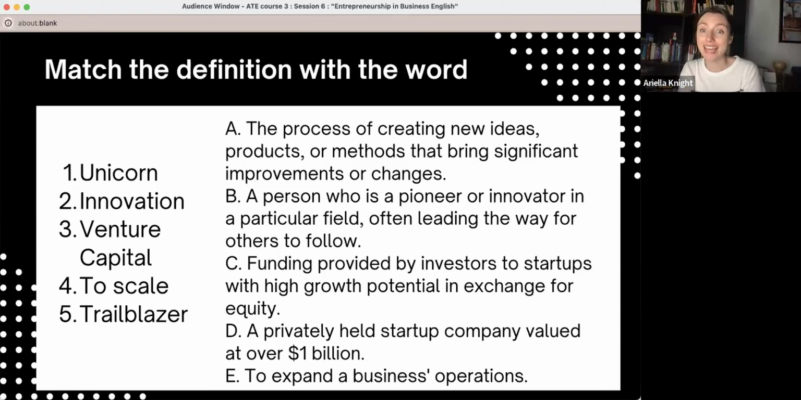Number four, to scale. E, beautiful. This was maybe too easy because we had it earlier in the presentation, but to scale is to expand, a very simple way of putting it. Kind of to expand a little bit exponentially. So you go from 1 to 4 to 12. That's called scaling. And that means 5. Trailblazer must be which one?